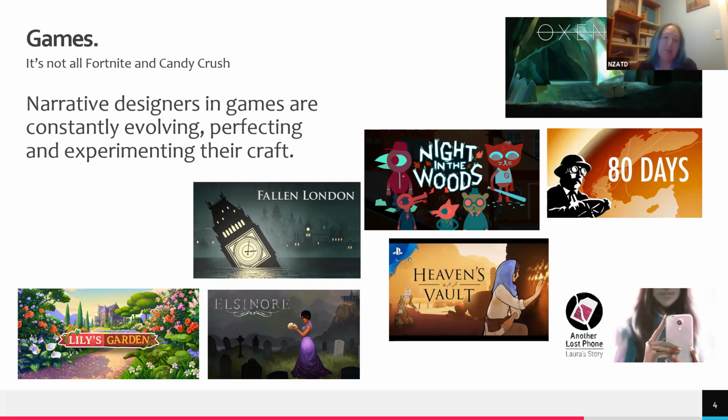So all these games, while they do have graphics, they completely concentrate on writing choices. They're very text-based as well, and they're very popular high-level games. So for example, 80 Days was in 2016 the Apple Game of the Year. Fallen London is incredibly popular. So all these games inspire me to write better scenarios.